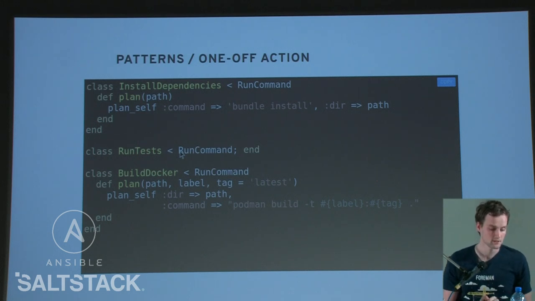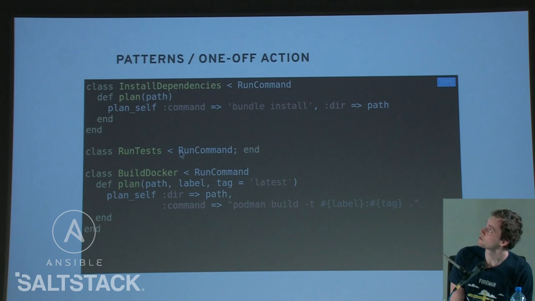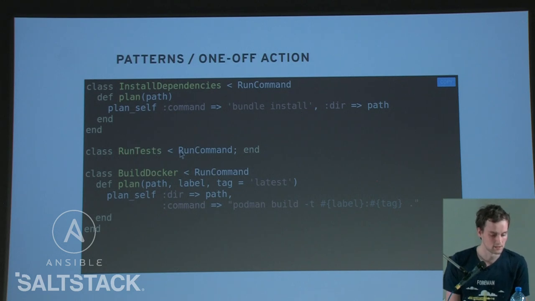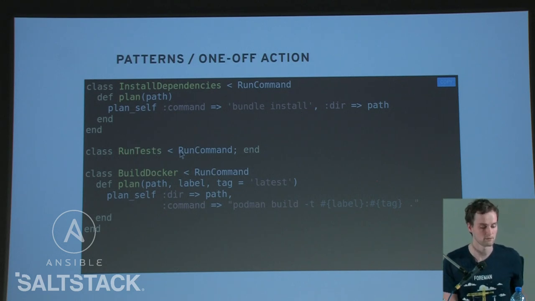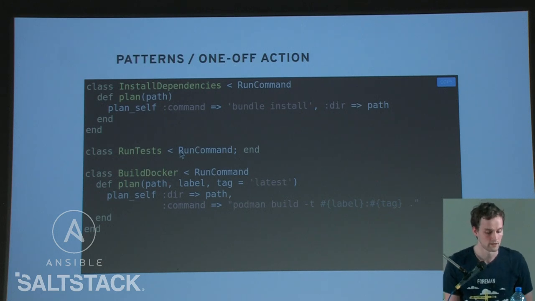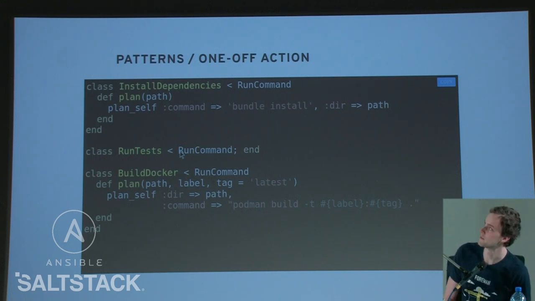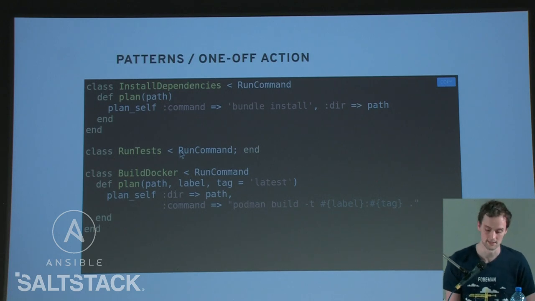Now, we define several other actions. We are inheriting from the run command action and just overriding several inputs and so on. So for example, installing dependencies is just planning self with command bundle install and running it in a given directory. Running tests is basically just a run command and we will pass all the things it needs to it. And then there's build docker, which takes the path, label and a tag optionally, and plans self with, again, a run command, takes a directory and a command, and it does that.